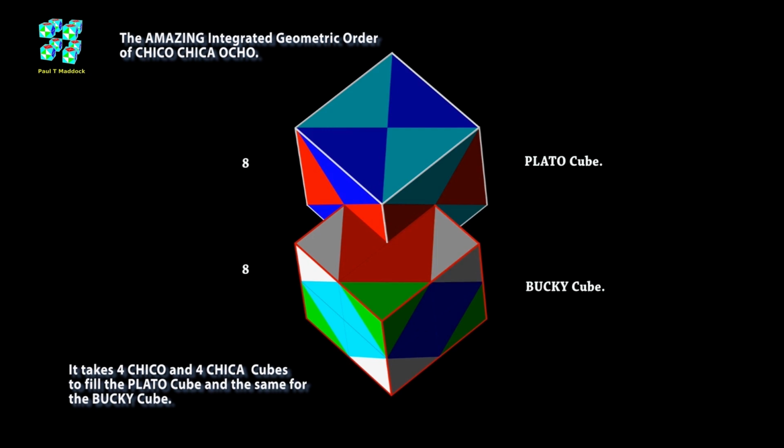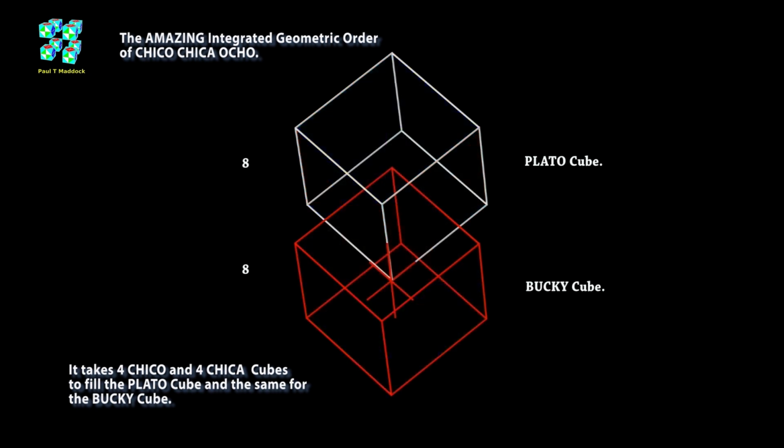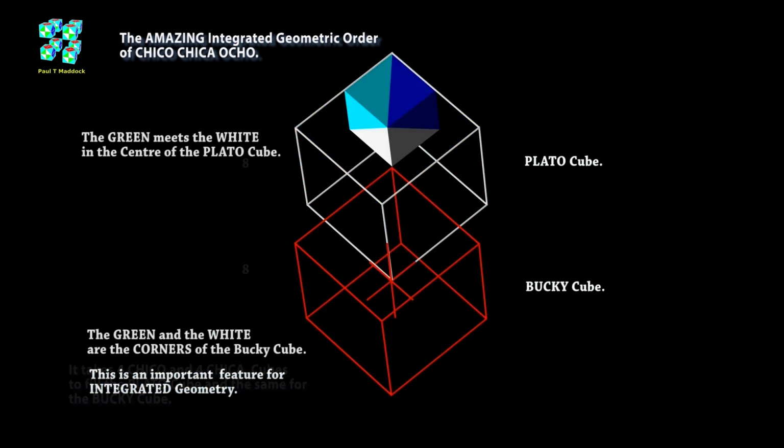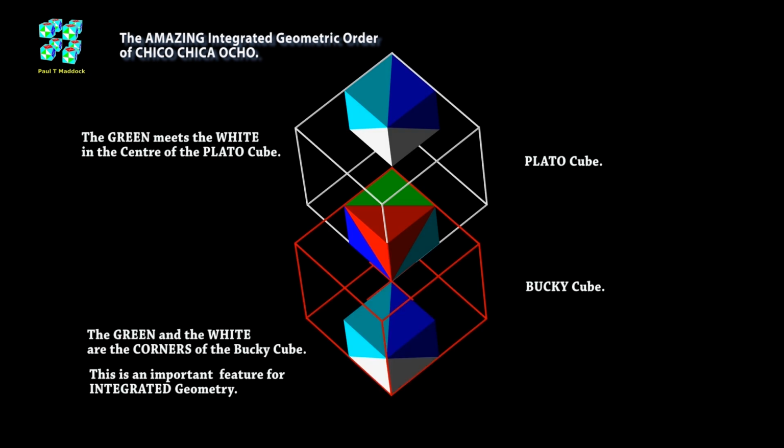Anyways, let's get back to Chico Chica. I got something else to show you. Now look how these 3 Chico Chicas are arranged in a cube. Now the green and white corners of the Chico and Chica meet at the center of the Plato cube. But they're the corners of the Bucky cube, they're the opposite. I think this is a very important discovery.